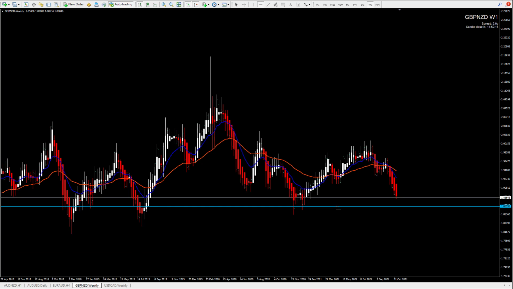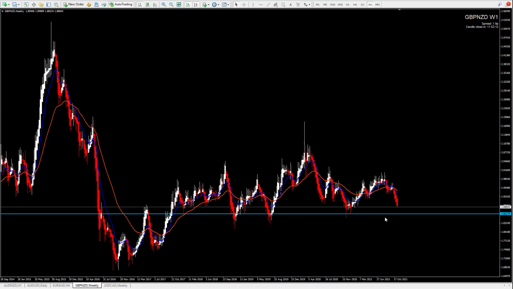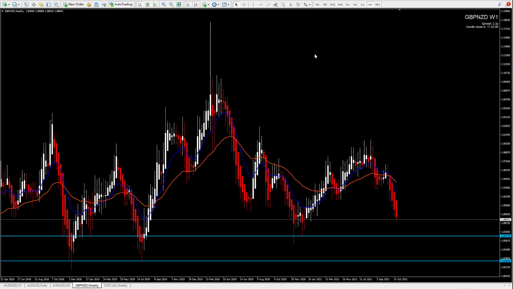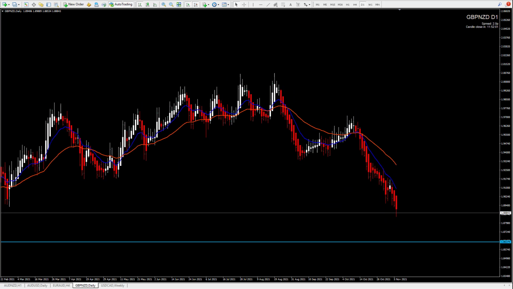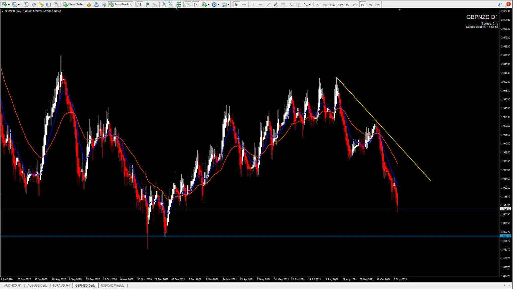We have this support area here, and the next one is lower down here, and now price is pushing down. Yes, we see strong momentum. So we go to daily chart, and daily is also pointing down. So it's going down. Let's see if we have any support area around this zone. Yes, we have. So what can happen?